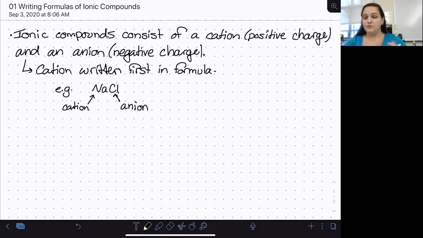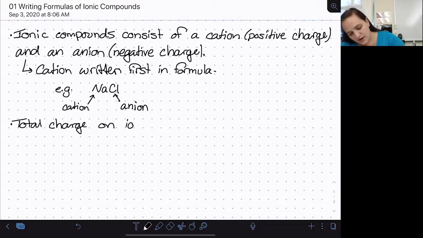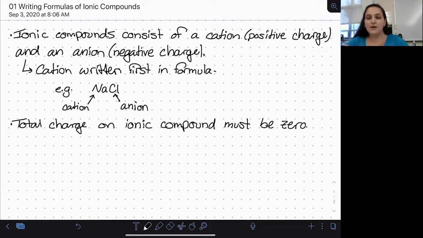So for ionic compounds, you should always know which goes first. If you're writing the formula yourself, or looking at a formula, that is a piece of information you can get from it. The other thing we know about ionic compounds is that the total charge on any ionic compound must add up to 0. Ionic compounds are composed of charged particles, but overall they're neutral. When you add up all of the positives and negatives, they balance each other out.